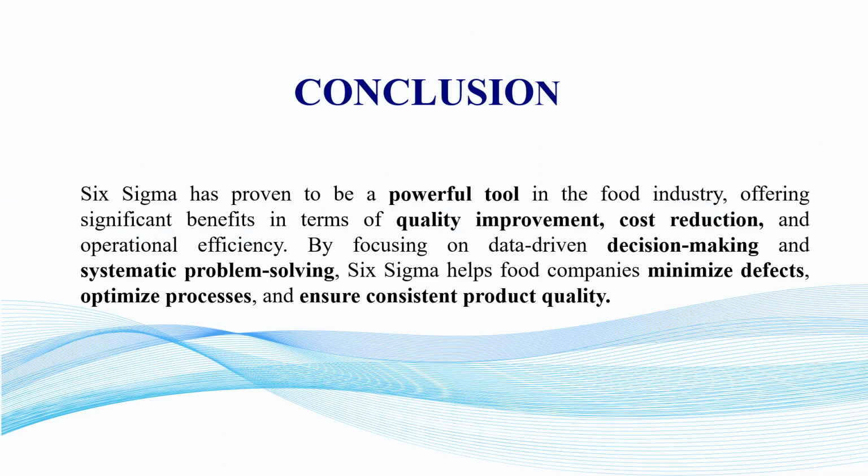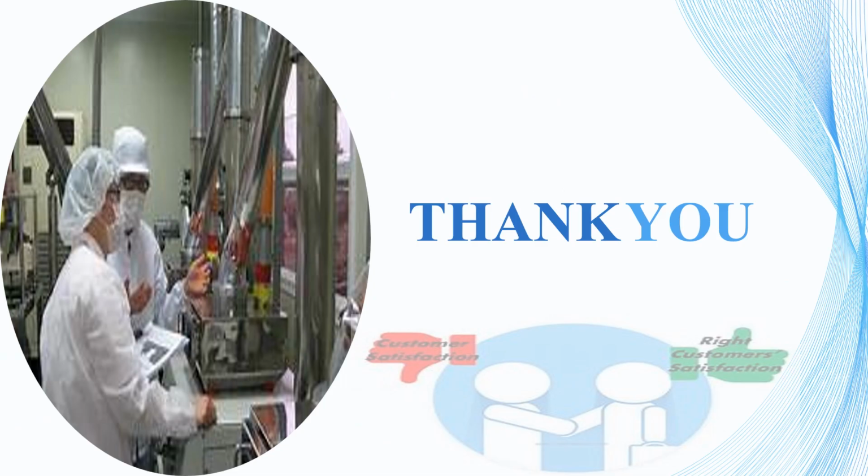Conclusion: Six Sigma has proven to be a powerful tool in the food industry, offering significant benefits in terms of quality improvement, cost reduction, and operational efficiency. By focusing on data-driven decision making and systematic problem solving, Six Sigma helps food companies minimize defects, optimize processes, and ensure consistent product quality. Thank you.